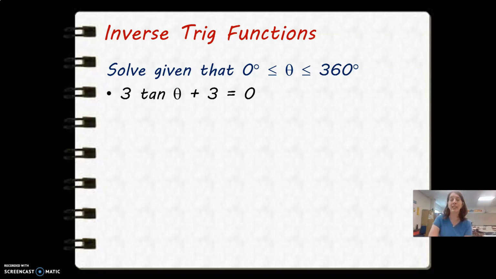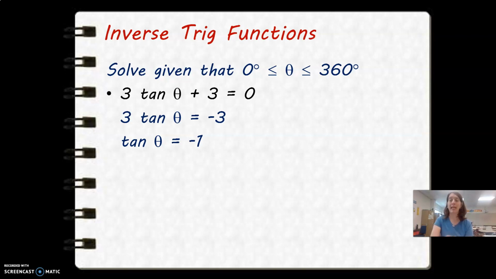We have 3 tangent theta plus 3 is equal to 0. Just like we saw in our cosine question, we want to get the trig part all by itself. So what do I need to do first? I'm going to have to get rid of the plus 3, so I'm going to subtract 3. So 0 minus 3 gave me negative 3. So 3 tangent theta equals negative 3. To finish getting the trig part by itself, I'm going to get rid of the 3 in the front, so I'm going to divide by 3. Negative 3 divided by 3 is negative 1. So my tangent of theta is equal to negative 1.